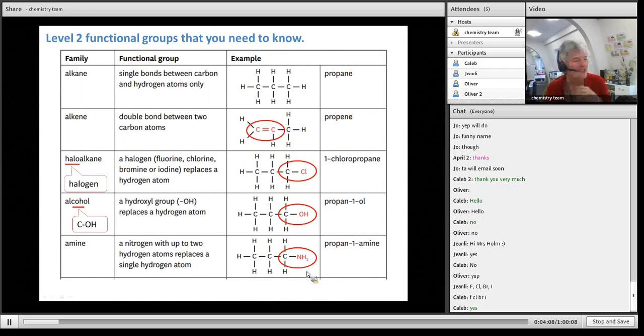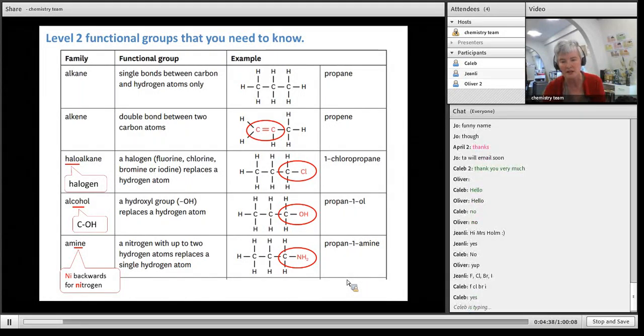Okay, so if you've got an NH2 group or an NH or a nitrogen of some sort attached to a carbon, that's an amine. So if you think of the N for nitrogen, or something like that, that'll hopefully make you remember. An amine contains nitrogen. Any questions about these functional groups so far? If you've done level 2, they should all be familiar. So you all okay? Yep.